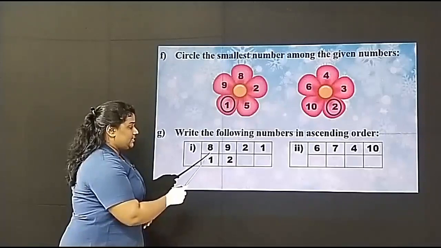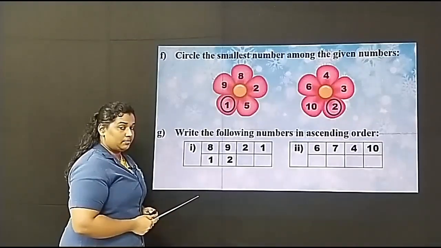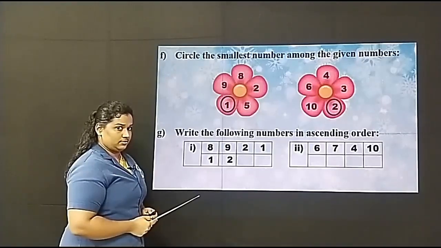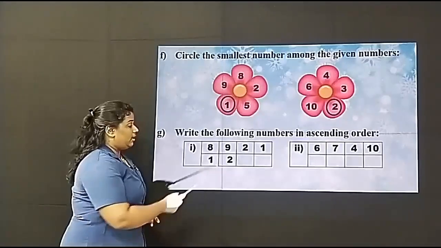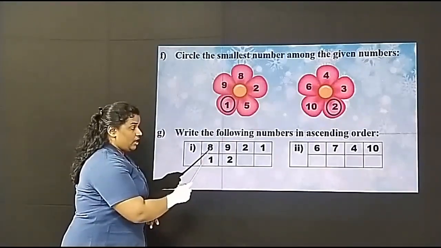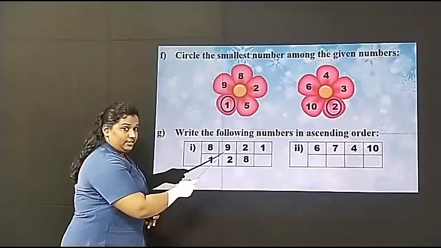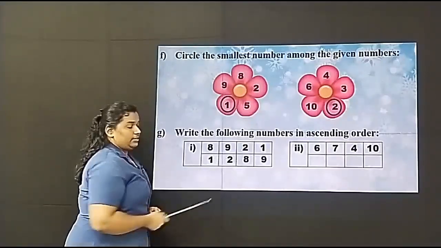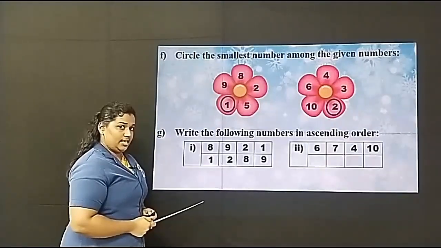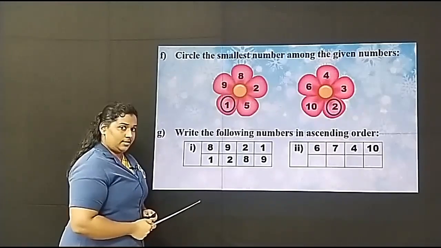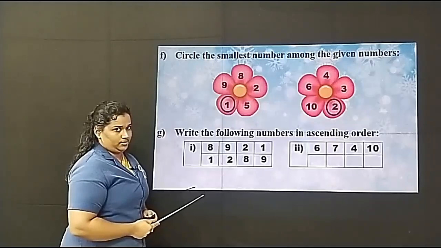Now we have 8 and 9. Which is the smaller number among these two numbers? Yes, 8 is smaller than 9. So 8 we have to write in the next place. At last we get the greater number 9. So we have written these numbers in ascending order. Let us write question number 2 numbers in ascending order.